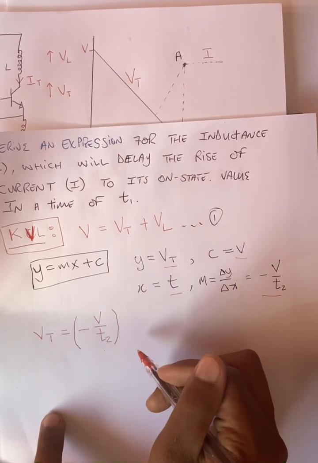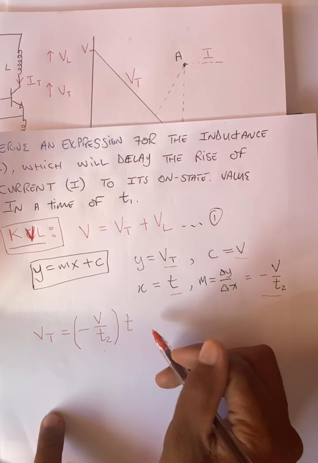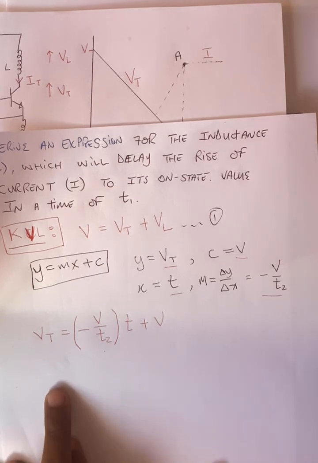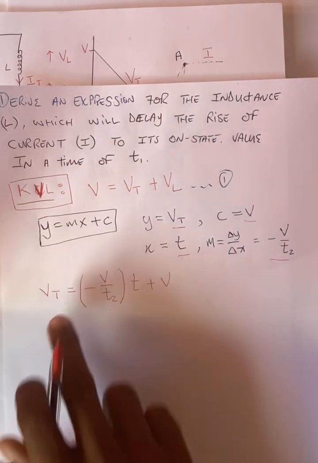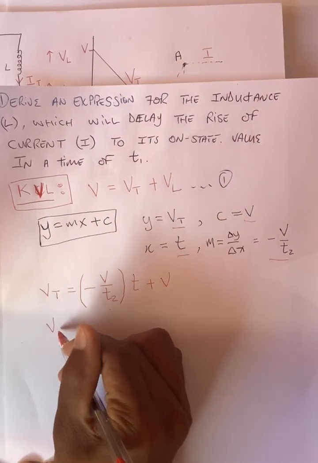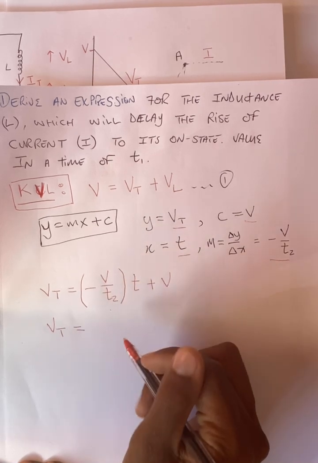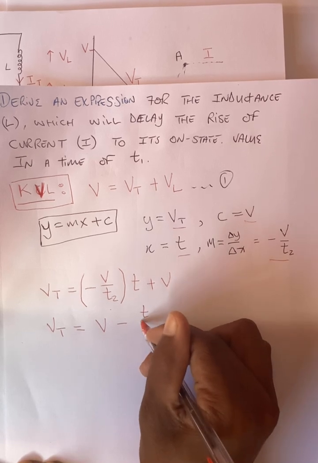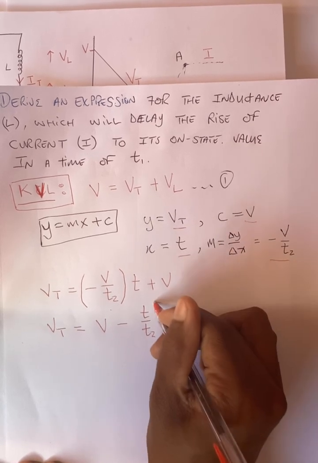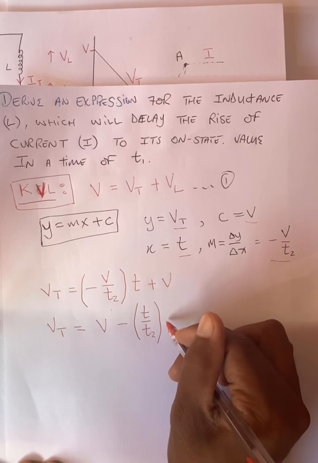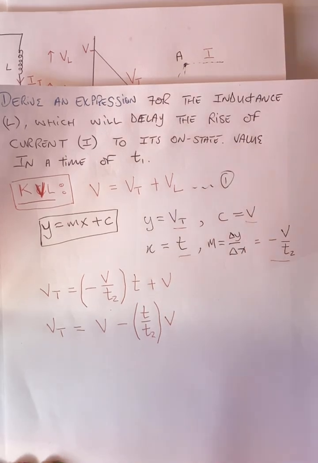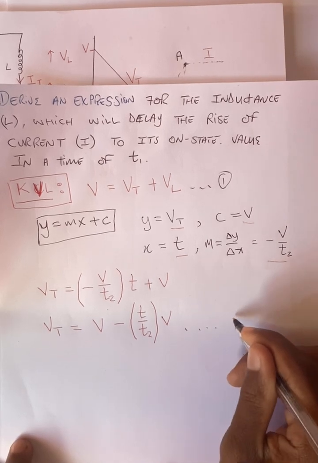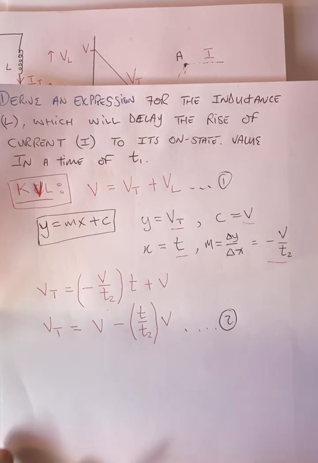Okay, and then what is our x? Our x is basically t, and then we have v, and then we can rewrite this Vt is equal to, for now let's make it v minus, let's say t over t2 times v. Okay, right. And then this will be our number 2.